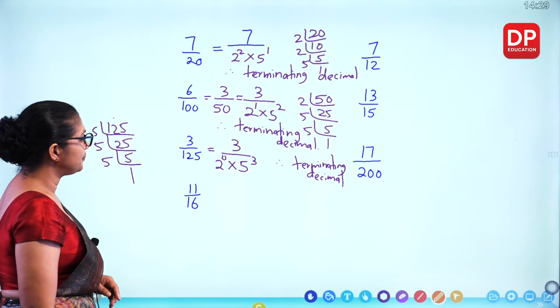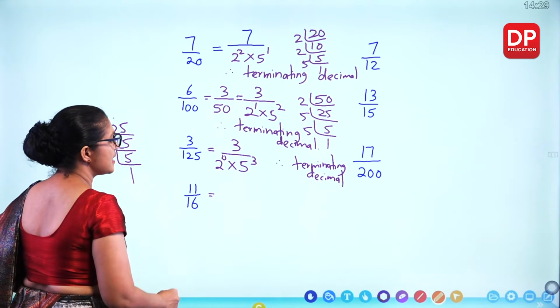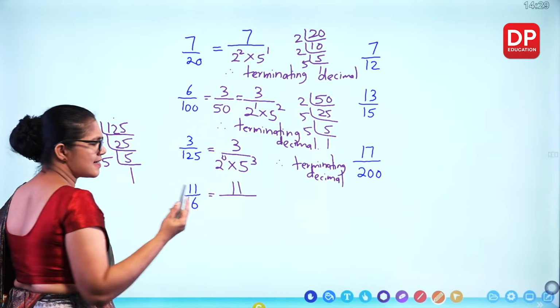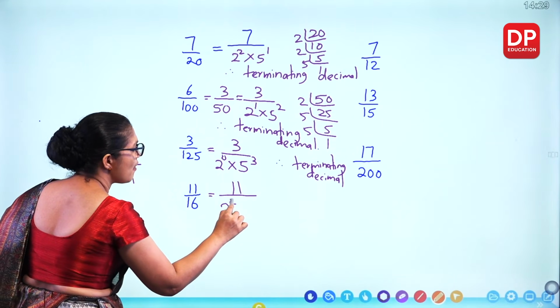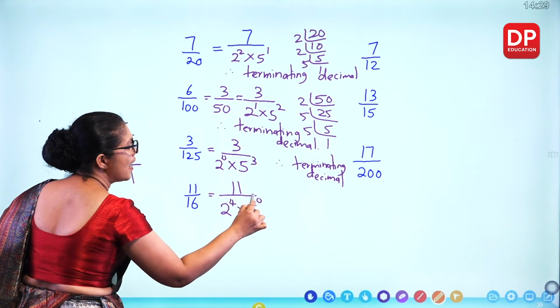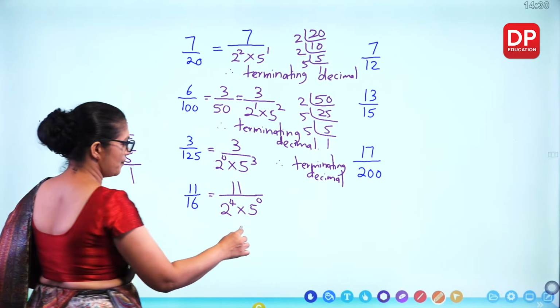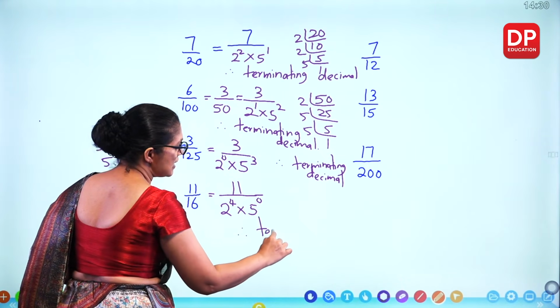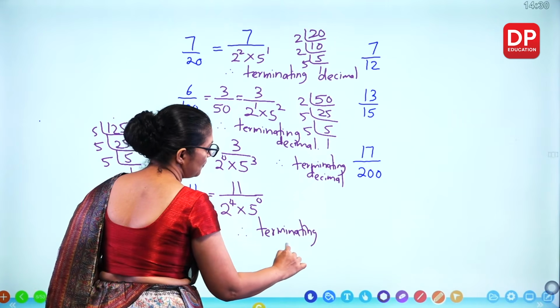We'll take this one, 11 over 16. So how can I write 16? 16 we know is 2 to the power 4. So I can write 2 to the power 4. Instead of 5, I can write 5 to the power 0. This is also in that form. This is also a terminating decimal.